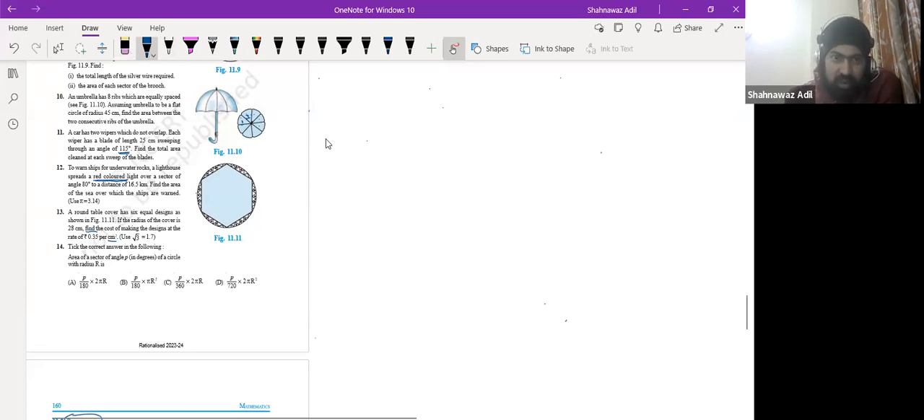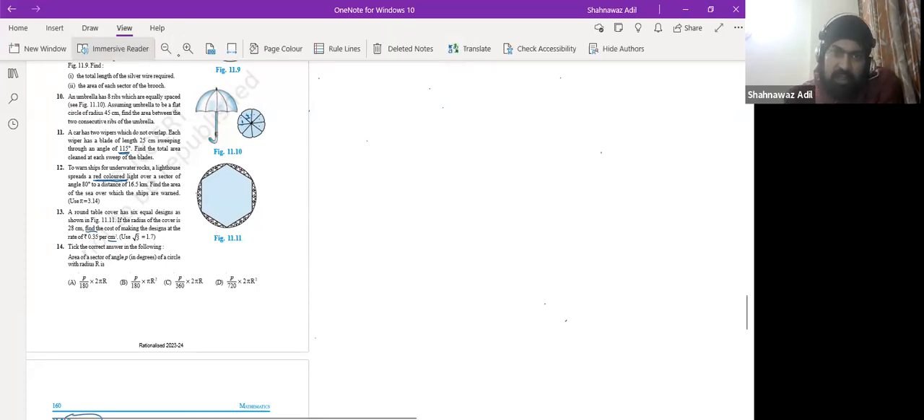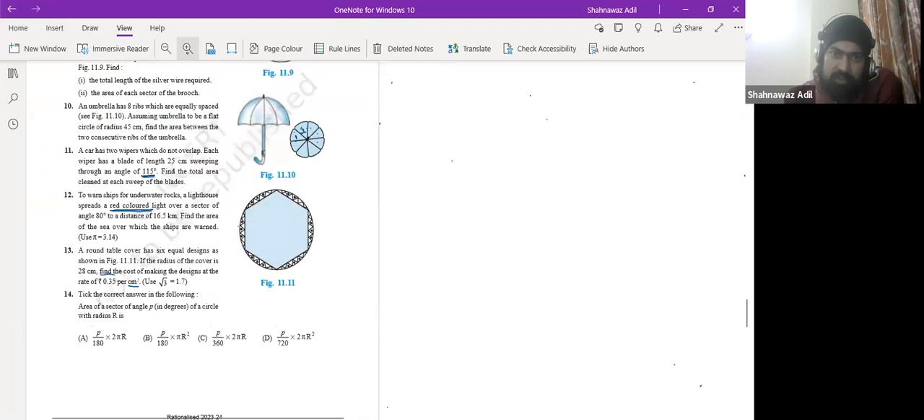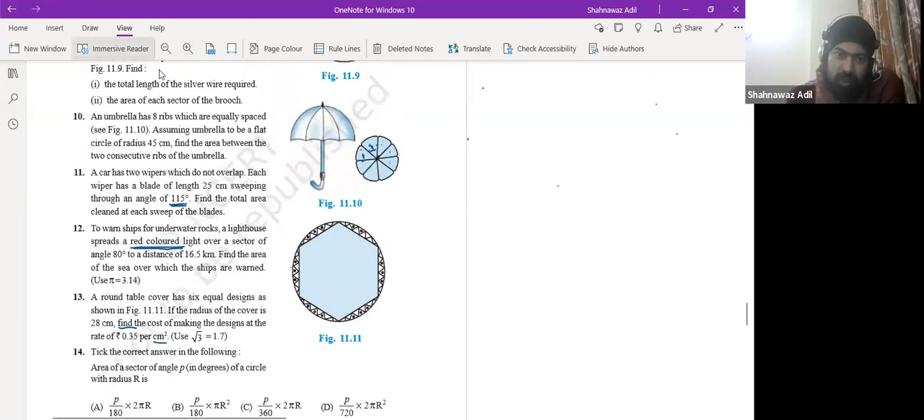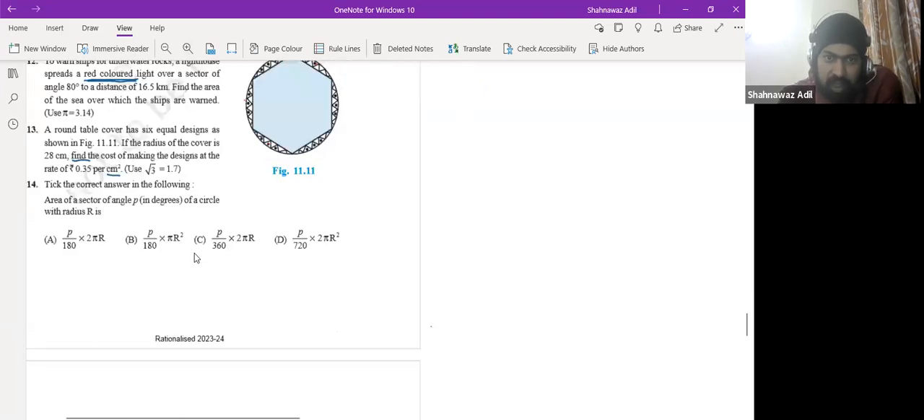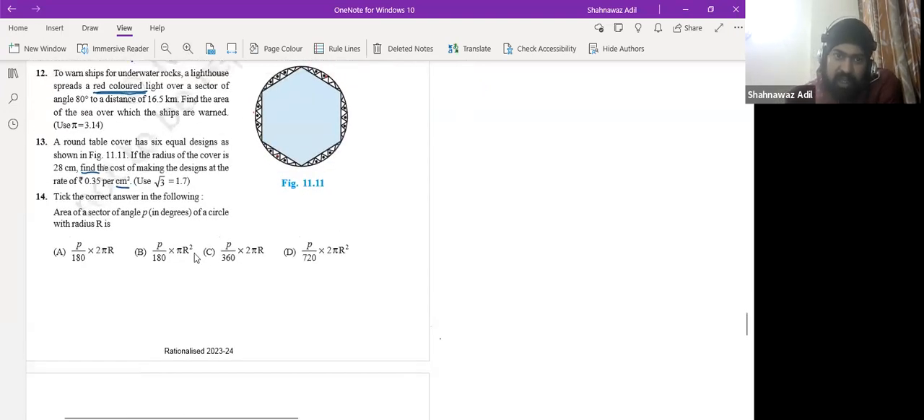Okay, so the 12th question, we have done already. So the 13th one. We have this design: a round table cover has 6 equal designs, as shown in figure 11.1. So these are the designs. This one, this one, this one, this one. Right? These are the 6 designs.